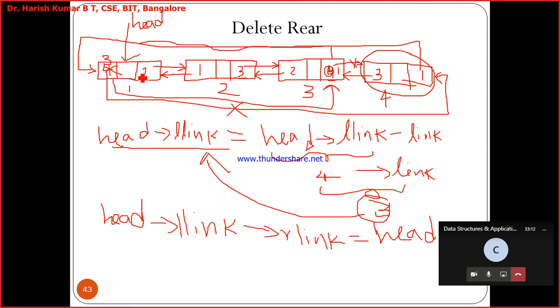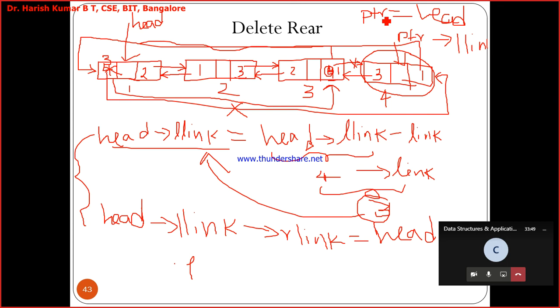Yes. Say I don't want this node to be present inside the memory. I want to remove this from the memory. What do you do? Take a pointer. Say for example, I take one more pointer PTR. I'll just say PTR is equal to head arrow L link. What's happening now? This PTR is pointing to this. Now you say free.